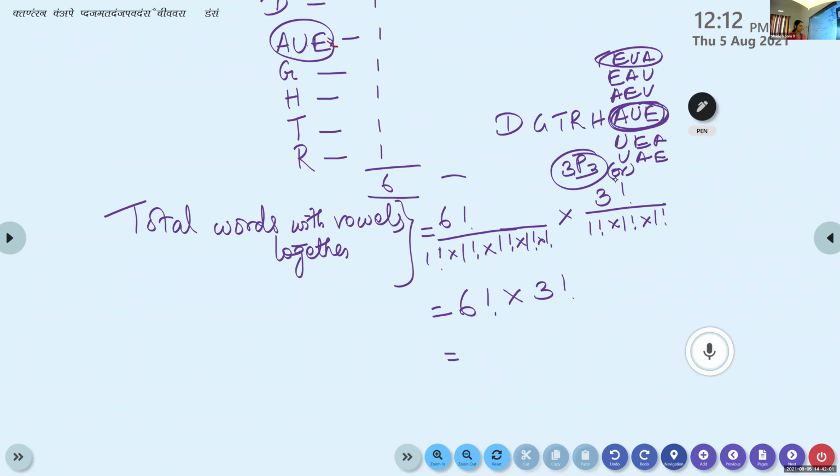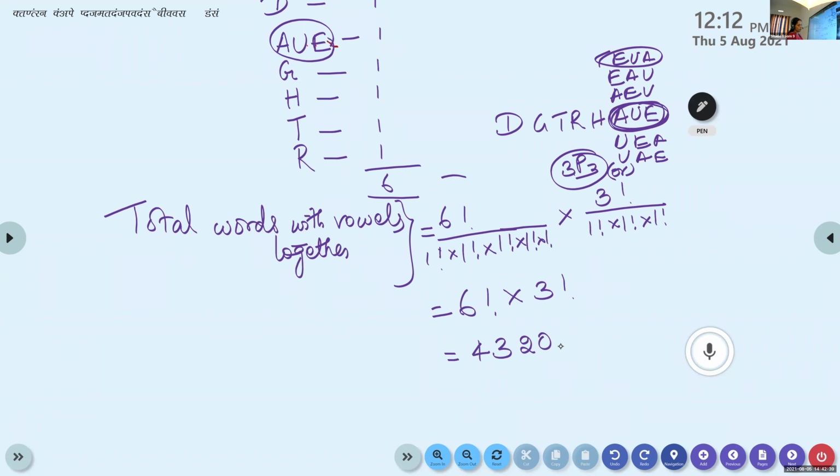So what is the answer? 6 factorial into 3 factorial is 4,320. Yes, it is 4,320. Now, this is the number of words we are framing with vowels together.